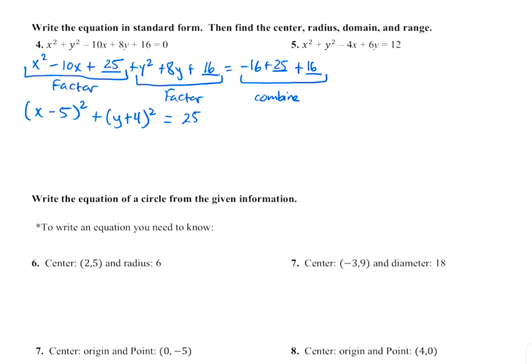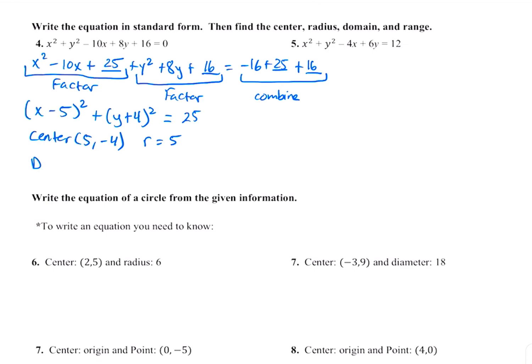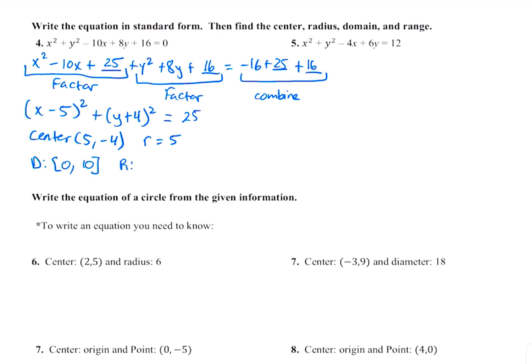So now that my equation is in standard form, the center will be 5, negative 4, and then the radius, square root of 25, is 5. So from that, my domain: 5 minus 5 is 0, and 5 plus 5 is 10. And then my range: negative 4 minus 5 is negative 9, and negative 4 plus 5 is 1. So this would be my entire answer for this problem.